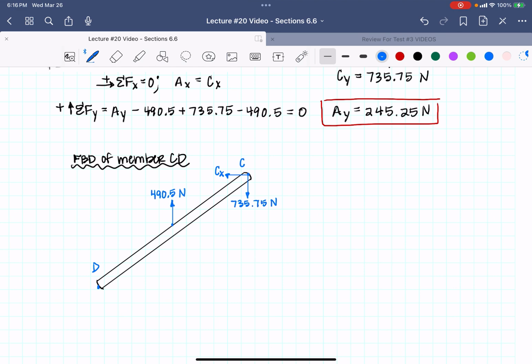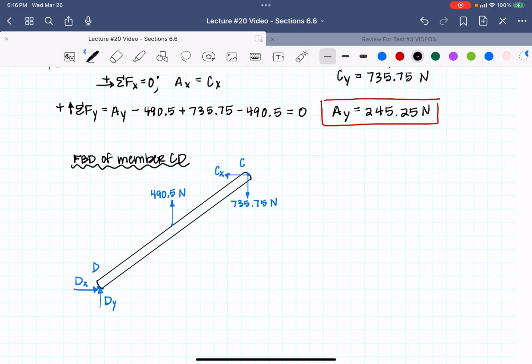And then the last thing I've got is the pin connection at D. So I've got a vertical component at D, and I've got a horizontal component at D. I'm going to assume their directions. May be correct, may not. And then I'm going to start our equilibrium equations. The first one I'm going to do is sum the moments about point D, because that's where I have two forces. Now when I look at this, I have three forces and I have three equations. So I can solve for everything now that I have all of the equations.